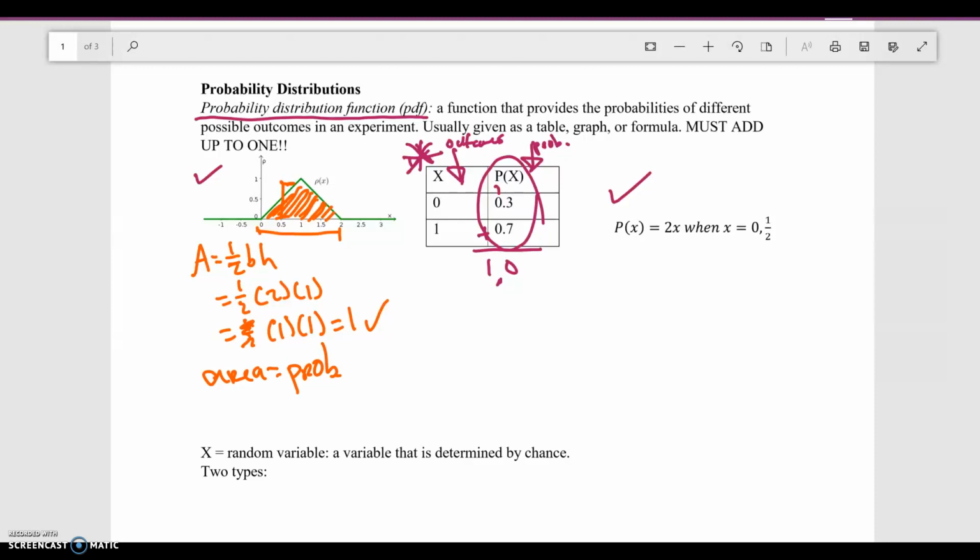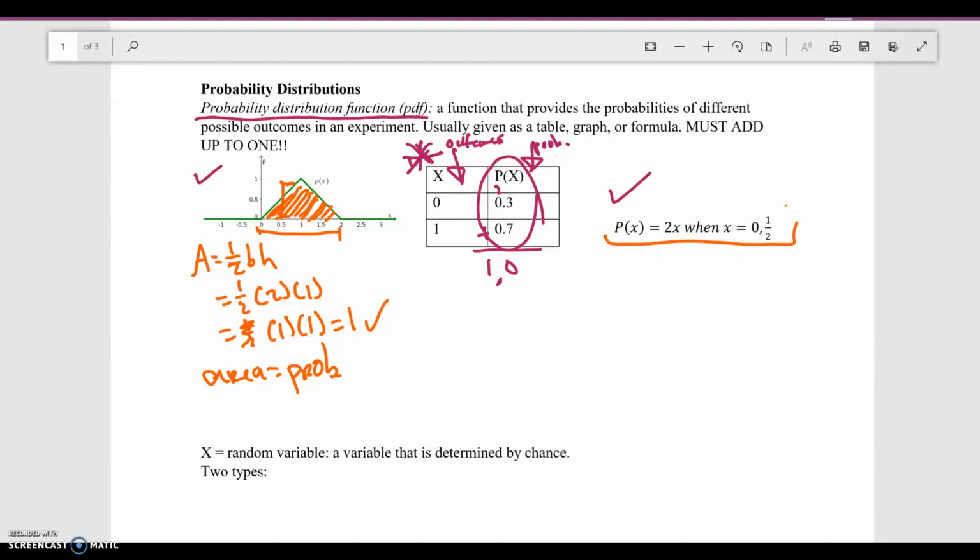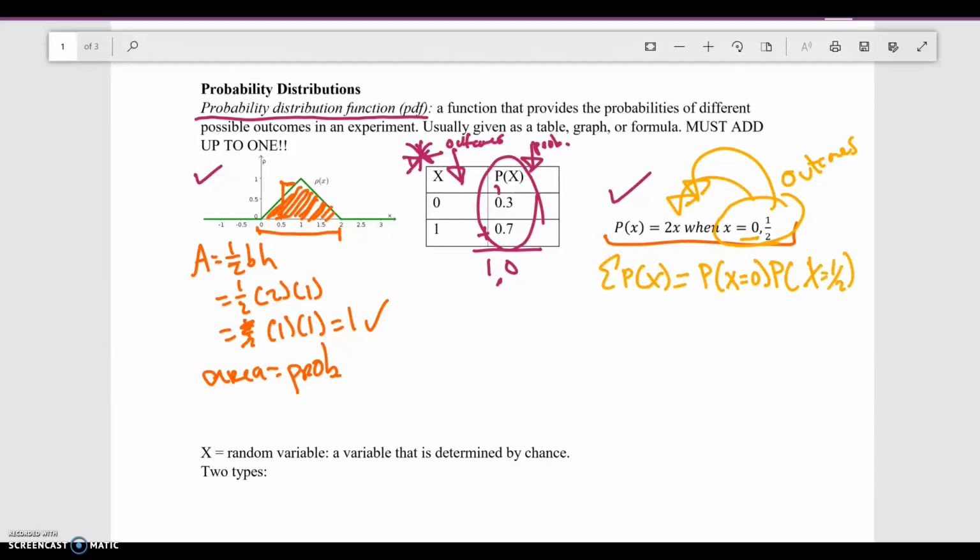Okay. Now, what about this one? If we have a formula, well, in order for me to make sure that everything adds up to 1, I need to make sure that my outcomes, which are these, when I plug them into the formula, I should get 1. So I need to add up all the probabilities. So summation, which means adding up, I'm going to add up all the probabilities. So the probability when x equals 0, and also the probability when x equals 1/2. Okay, so that's what I'm going to add up. Okay, whoops, I forgot the addition sign.